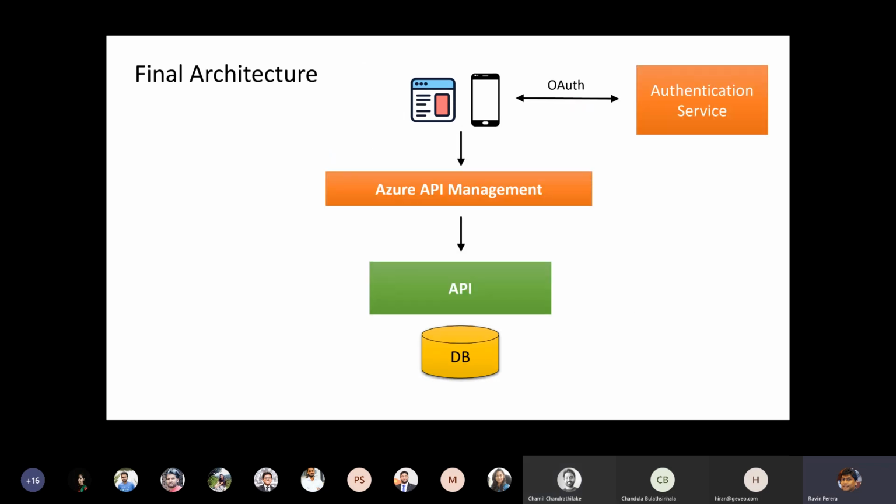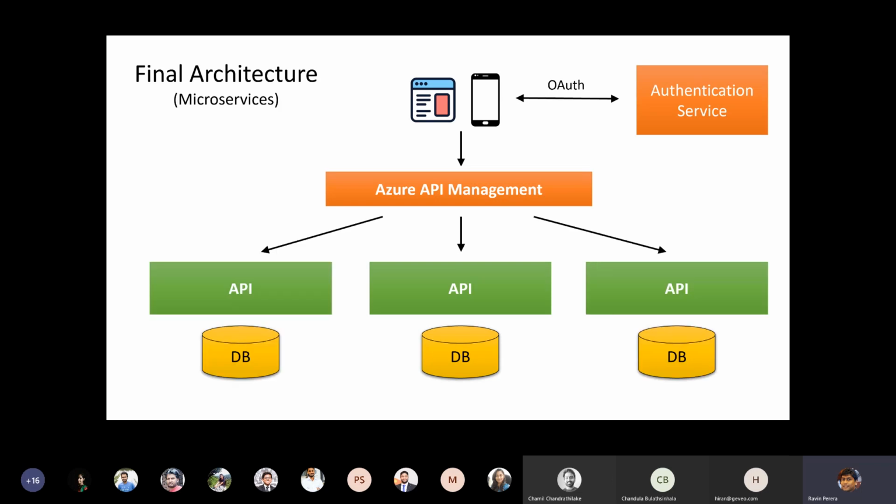Now let's move on. To make things clear, this is the final architecture, the box architecture. We could use the same architecture for single API projects, or we could use the same architecture without any changes for microservices projects.